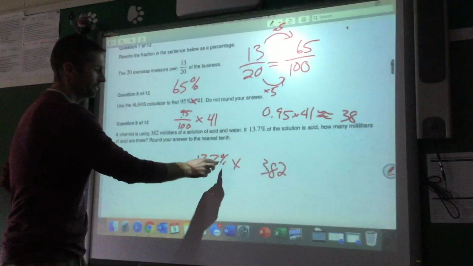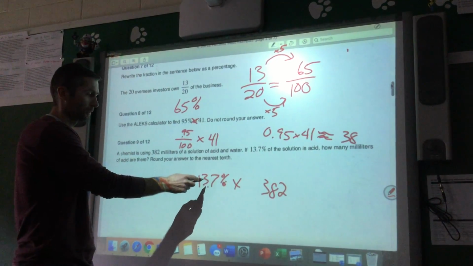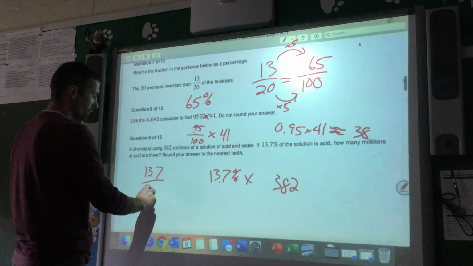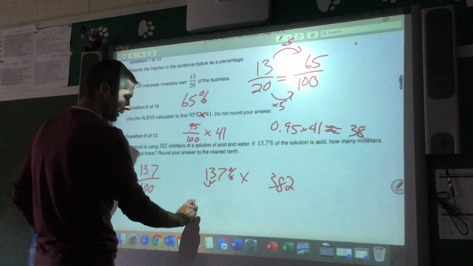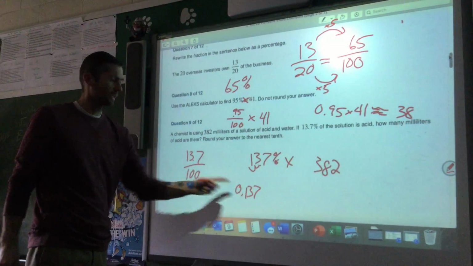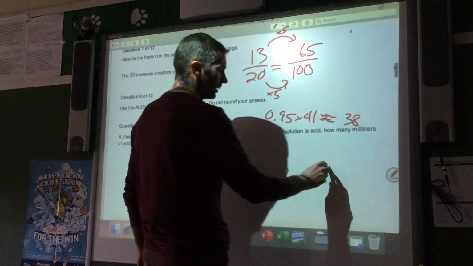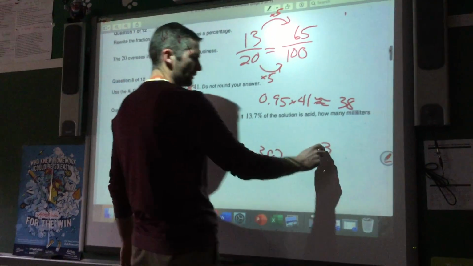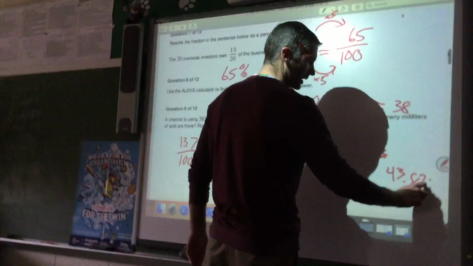So 13.7% times 382. We gotta change this to a decimal or a fraction. So I could do 13.7 divided by 100, or I could move the decimal 2 spots and do 0.137 times 382. I could do either of those. Times 382, it's going to give you an answer probably about 50. Let's say it's 43.87. I'm just giving you an answer.